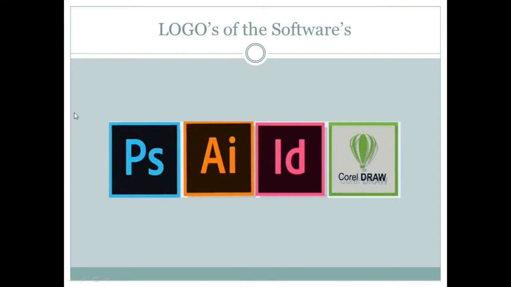So here are the logos of the softwares. So we have PS, which is Photoshop. We have AI, which is Illustrator. We have ID, which is InDesign, and then we have CorelDRAW. Okay.